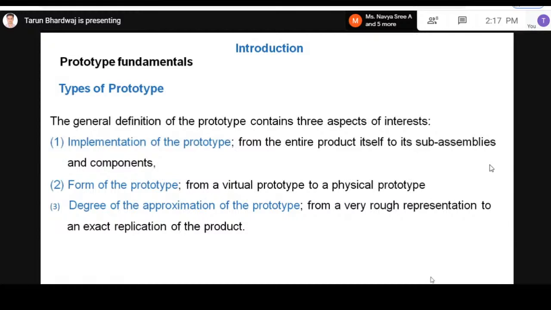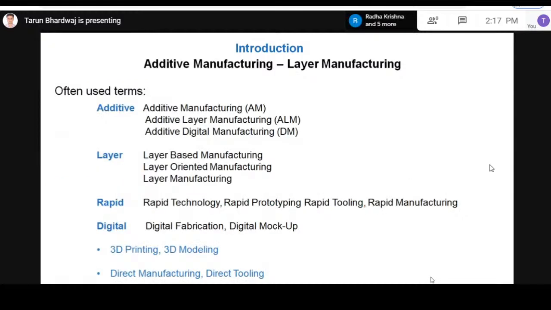And when we talk about the additive manufacturing process, as I have already told you, it is a layer manufacturing process. The other terms used for it are additive layer manufacturing process, additive digital manufacturing process, and for the layer: layer-based manufacturing, layer-oriented manufacturing, layer manufacturing. Before that, we were using rapid prototyping, rapid technology, rapid tooling manufacturing process. So these are different names used by different countries or organizations according to their suitability.